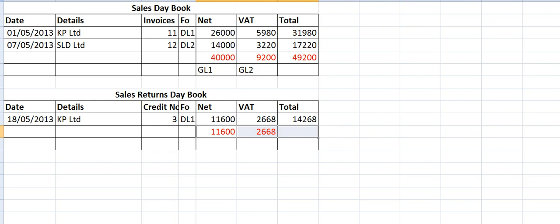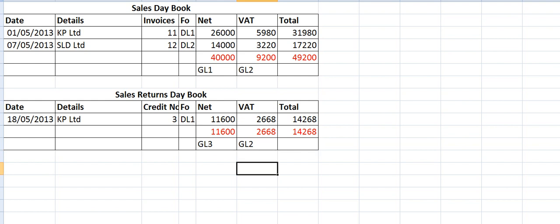and here as well. Now, you don't necessarily have to total up here, but it's good practice to do so, even though there's only one entry in the sales returns book, or sales returns day book, whatever you want to use. This figure here is going to go into a new account in the general ledger, which is called sales returns. That's going to be general ledger account number 3, and this one is going to go into the same one as here because it's VAT. It's going to go into general ledger account number 2.